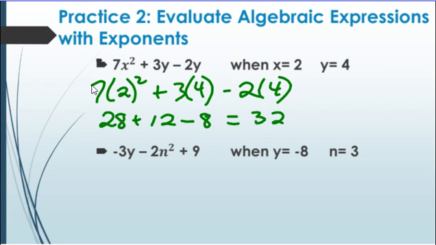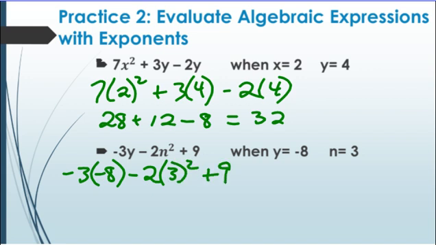And the last one here, we've got negative 3 times y, which is negative 8, minus 2 times n, which is 3 squared, plus 9. So negative 3 times negative 8 is positive 24, minus 3 squared is 9, 9 times 2 is 18, plus 9. 24 minus 18 is 6, 6 plus 9 is 15.